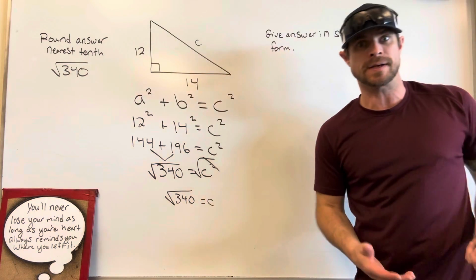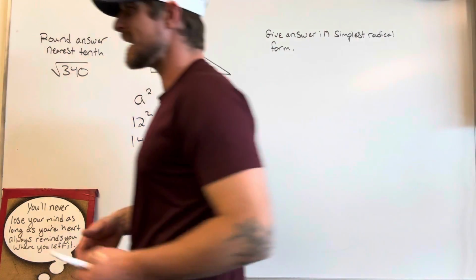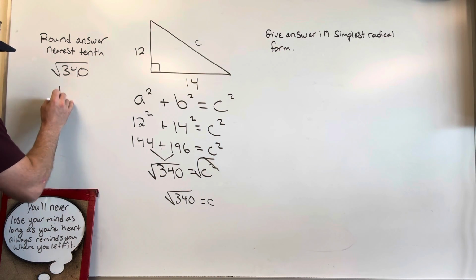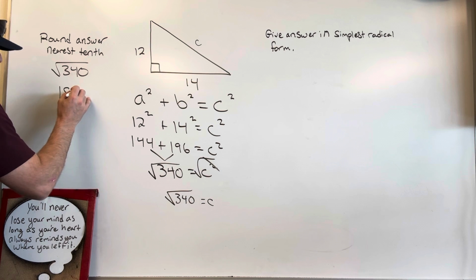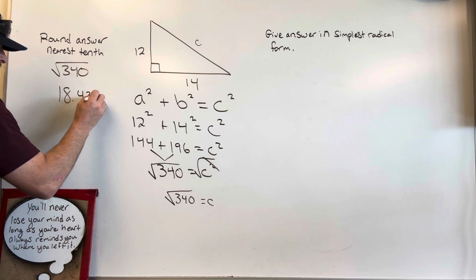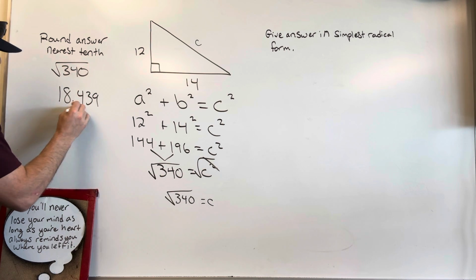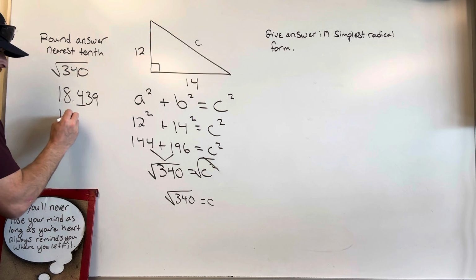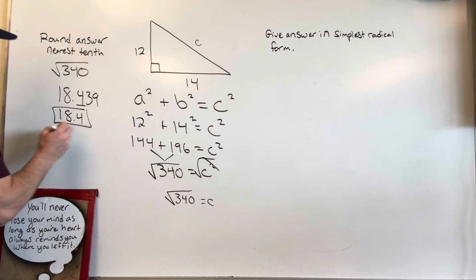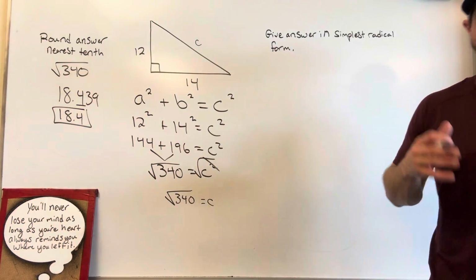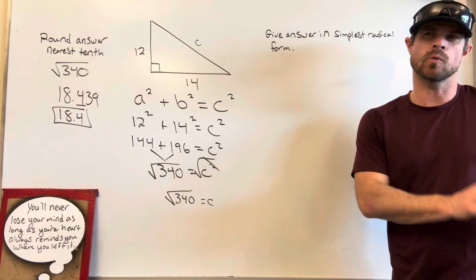It's a non-perfect square. And what it comes out to is 18.439. I just have been asking this question all day, and that's the number I've been getting, and I remember it. So 18.439 is going to simplify down when I go to the nearest tenth. That's that location. The 3 tells me to keep the 4 a 4, so 18.4 would be my final answer if asked to round.